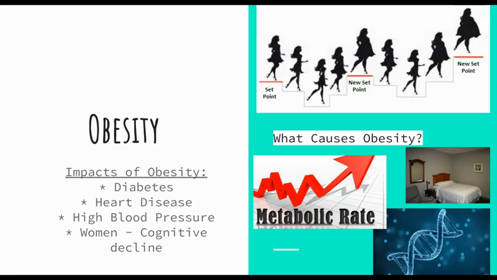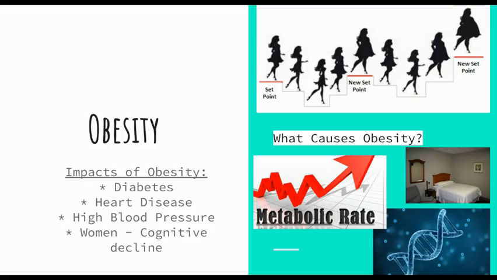When we look at obesity, we look at what impacts obesity and what causes obesity. Some of the impacts of obesity, obviously the number one is diabetes, a difficulty in regulating your blood glucose levels. Heart disease and high blood pressure also increase with obesity. In women, they've actually found cognitive declines, where they've seen individuals experiencing Alzheimer's at a much earlier rate in females when they are obese. They've also found an obesity gene.